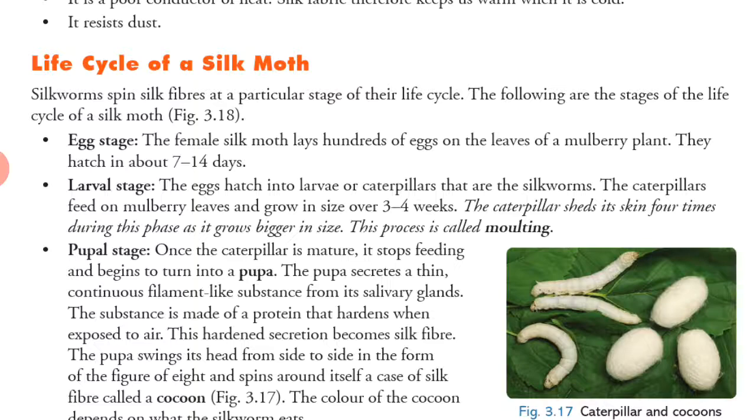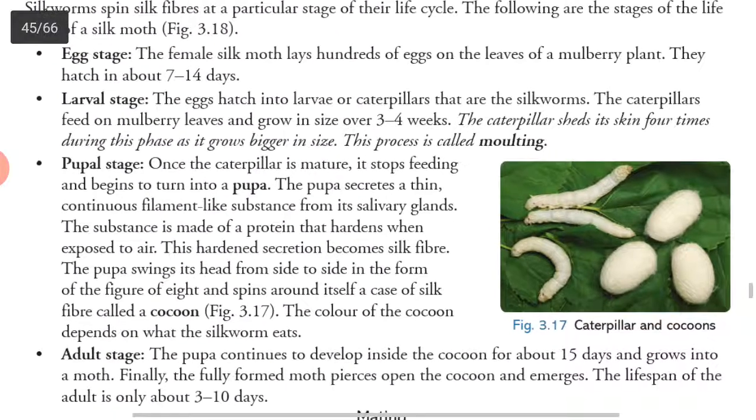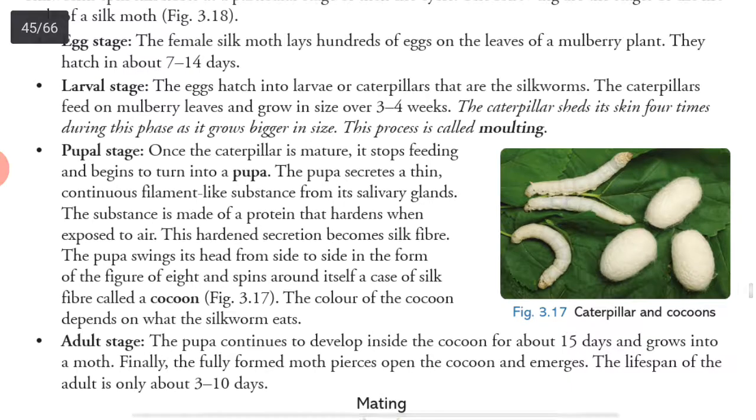The pupa swings its head from side to side in the form of a figure of 8 and spins around itself a case of silk fiber called a cocoon. The color of the cocoon depends on what the silkworm eats.